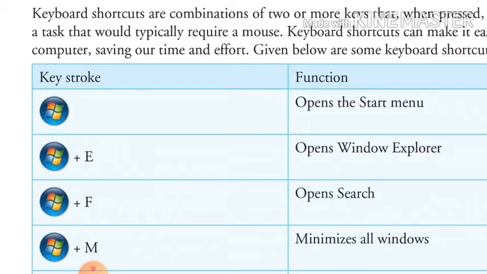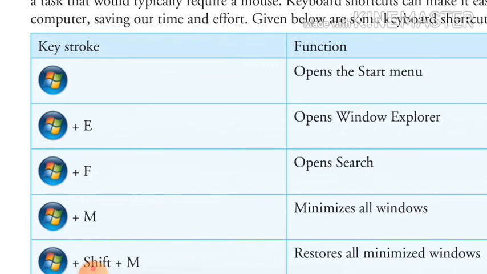Once you press the Windows button, the start menu will open. Press the Windows button on the keyboard and the start menu will open. Windows button plus E: hold down the Windows key and press E. Then Windows Explorer will open.